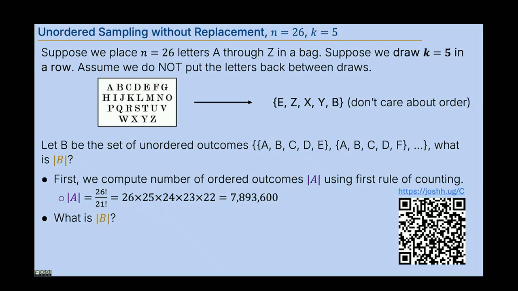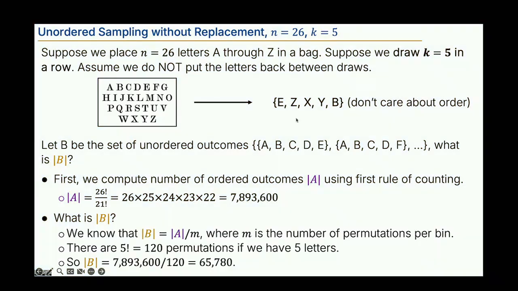Okay, so there's 7,893,600 different ordered combinations. And how many permutations are there for any particular sequence we have here? 5 factorial. So what we know is that the number of permutations for a bin is 5 factorial. So the answer is just going to be that size counting all the sequences, and then saying, well, there's 120 different sequences that correspond to each element of the set of sets. So I'm going to divide by 120, and I end up with 65,780. Any questions about that?